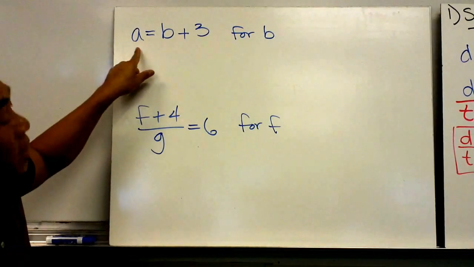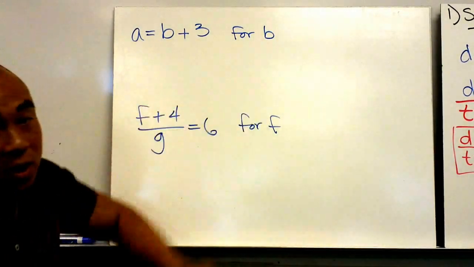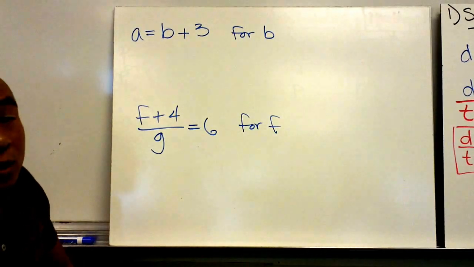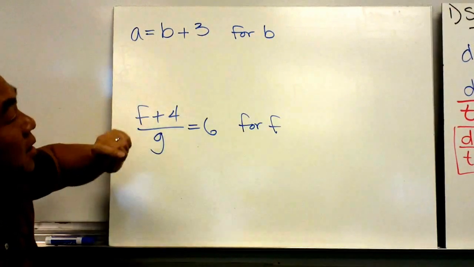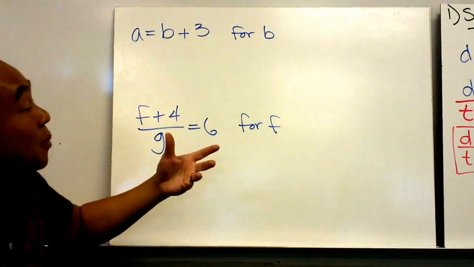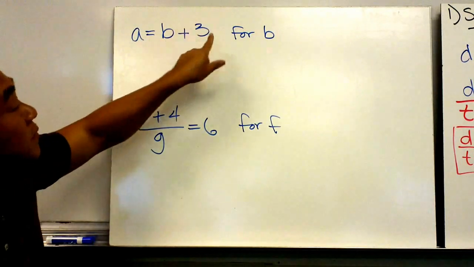Alright, here we have a is equal to b plus 3, and we're going to solve for b. So again, we're going to locate the variable. The variable that we want to have on its own is b, and we're going to start identifying what operations are there. So it's b plus 3. So I need to get rid of plus 3.